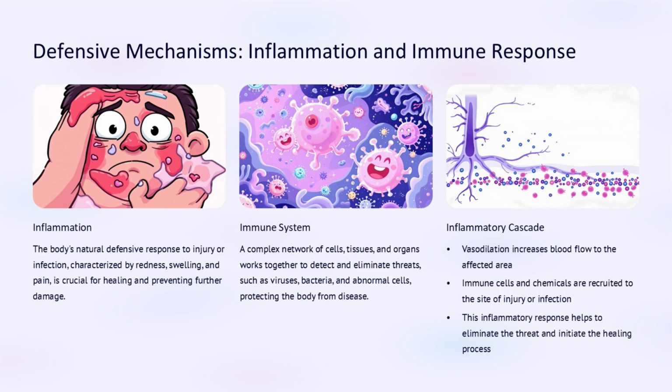Inflammation is the body's natural defensive response to injury or infection, characterized by redness, swelling, and pain. This is a crucial process for healing and preventing further damage. The immune system is a complex network of cells, tissues, and organs that work together to detect and eliminate threats, such as viruses, bacteria, and abnormal cells, protecting the body from disease. The inflammatory cascade involves vasodilation, which increases blood flow to the affected area, and immune cells and chemicals being recruited to the site of injury or infection. This inflammatory response helps to eliminate the threat and initiate the healing process.